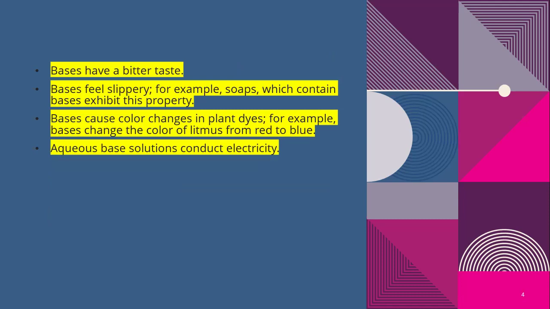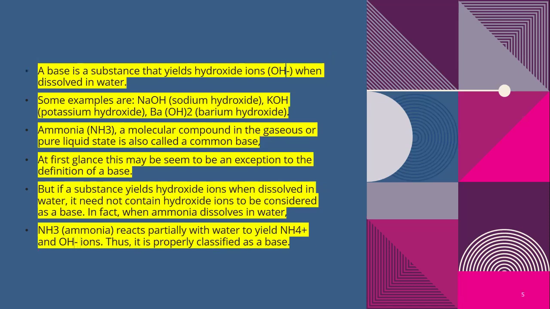Bases have a bitter taste. Bases feel slippery. For example, soaps which contain bases exhibit this property. Bases cause color change in plant dyes, just like acids. For example, bases change the color of litmus from red to blue. Aqueous base solutions conduct electricity. A base is a substance that yields hydroxide, OH minus, ions when dissolved in water. Some examples are NaOH, sodium hydroxide, KOH, potassium hydroxide, and Ba(OH)2, barium hydroxide.